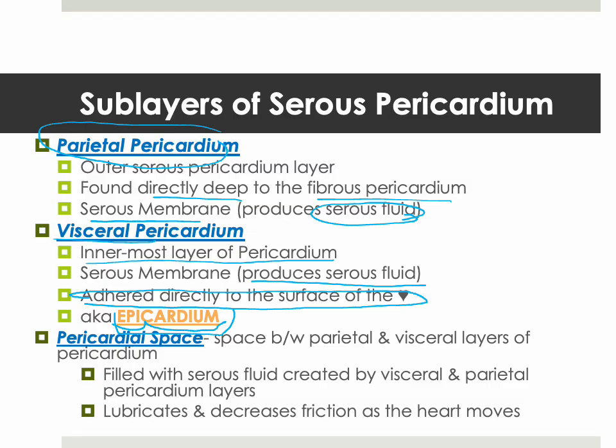Between these two layers, we have a parietal pericardium and a visceral pericardium. We have this little space here, right? That is known as the pericardial space. It's a space between these two layers, and this is where that serous fluid goes. What it's doing is just lubrication, because these two layers are going to be rubbing against each other, and we want it to be smooth, right? As it says here, it lubricates and decreases friction as the heart is pumping.